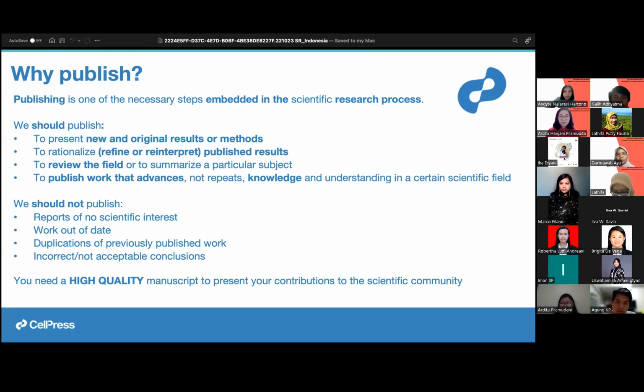Things you shouldn't publish, again, fairly obvious: things that are not of any scientific interest, topics that nobody cares about, work that's out of date. Either scientifically or technically, the field has already moved on, but you're publishing something that is perhaps 5 years out of date. That's not something you want to publish. Nor a duplication of previously published work. We know these results already and you're publishing the same thing again. And finally, things that are incorrect. You don't want to be publishing scientific data that is based on flawed methodology or flawed interpretation.